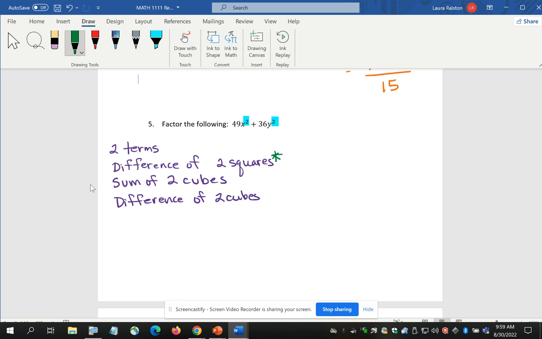So then I want to check the other things, so I want to think about, is the first term a perfect square? It does appear to be. Is the second term, 36y squared, a perfect square? It does appear to be. But then the key thing is, to be a difference, you have to have a minus sign, and I have a plus sign. So because I have a plus sign, it does not fit the pattern for the difference of two squares, which means this particular binomial is not factorable. You cannot factor this particular polynomial.